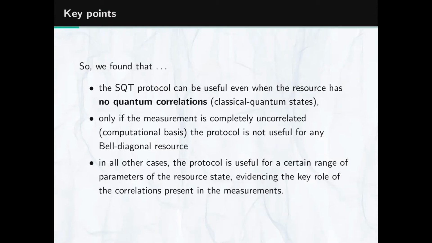Well, the key points of the work could be summarized in three conclusions. The first one is in standard quantum teleportation. You can have a useful protocol even when the resource is not entangled, and even more, even when the resource has no quantum correlation. And this is strange. This is a difference from the usual quantum teleportation in which you have pure states. Here we will calculate the maximal teleportation fidelity for an arbitrary isotropic distribution.